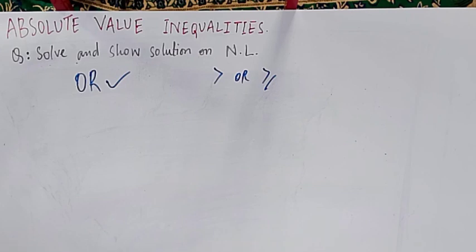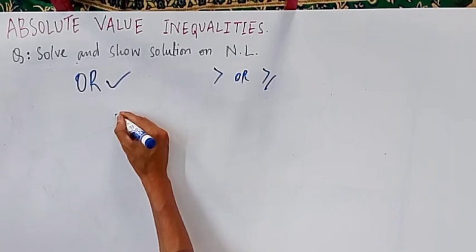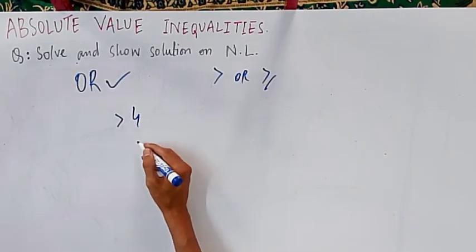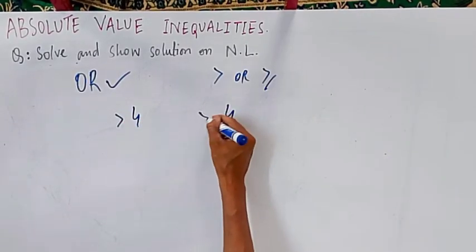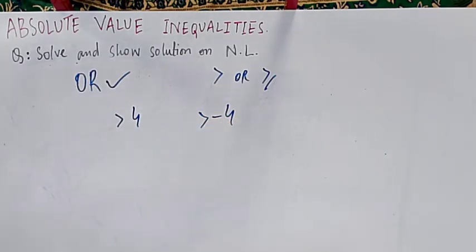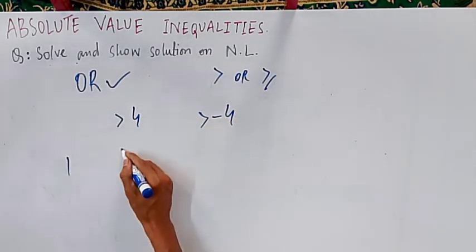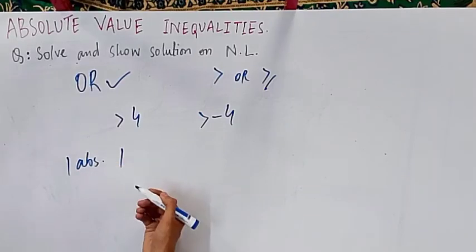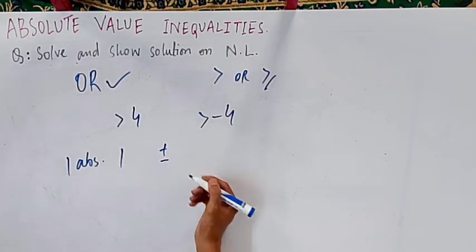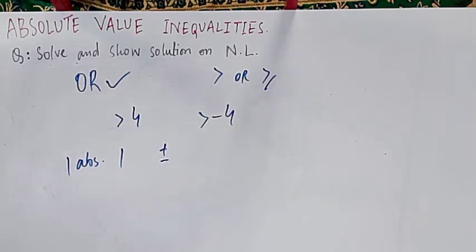Another one is that when you open the absolute symbol, some students forget the negative sign or the reversal of the inequality. Maybe if it is written greater than 4, then when they open it with -4, they will keep it as greater than. So don't do this. They know that when you remove this absolute symbol, you need to open it with plus and minus, but they forget to reverse the inequality symbol. So this is also an important mistake that students make.